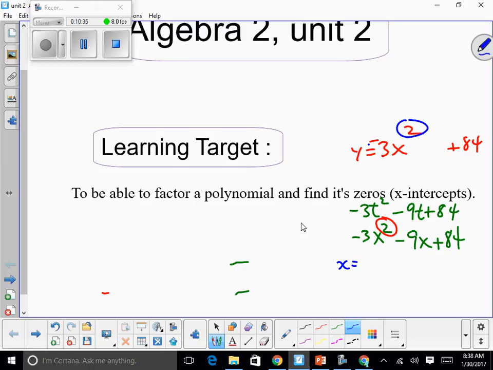So what is it that they're going to do? They're going to type in negative 3 parentheses to the second power minus 9 parentheses plus 84. But inside those parentheses, you're actually going to put in a number. What number are you going to put in? This first time, we're going to try it by putting in x is equal to 3.